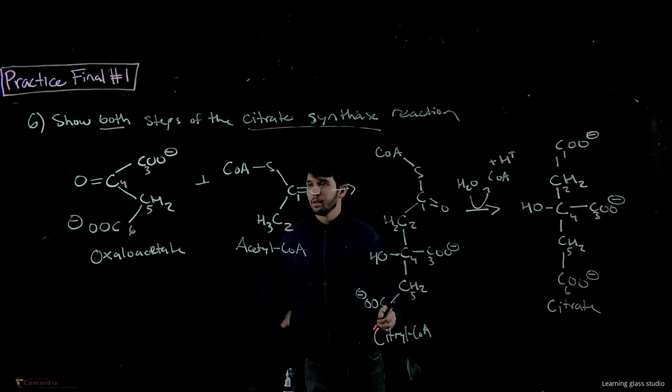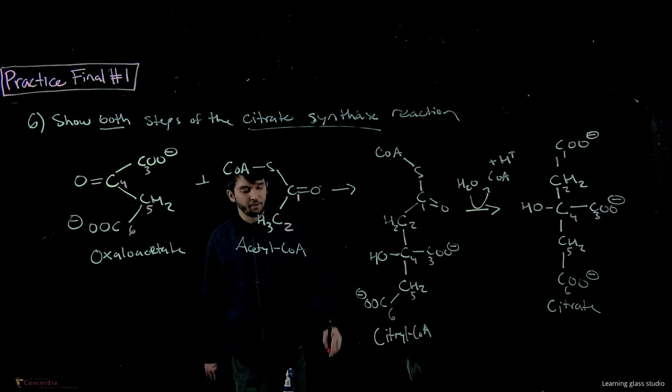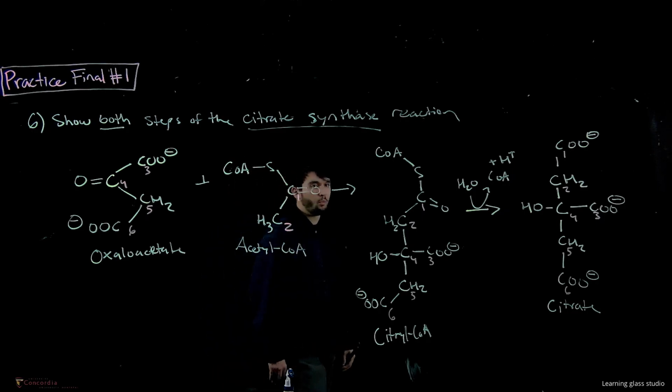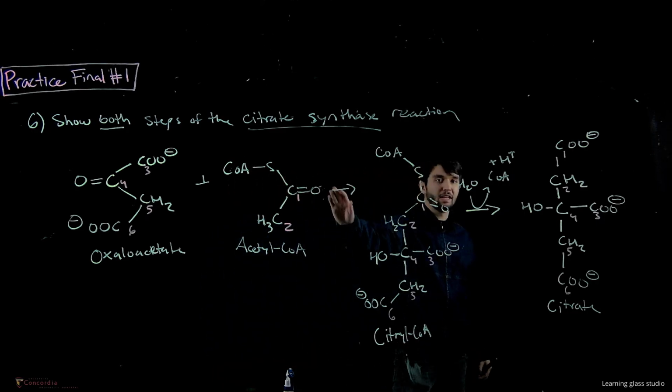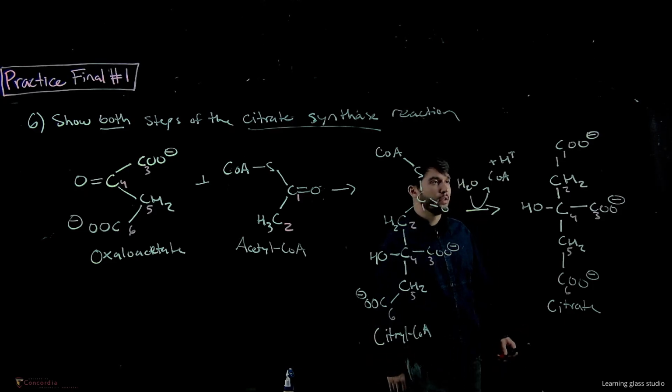So when this carbon is added here, carbon 3 is now just a carboxylic acid off to the side. There's a bond formed between carbon 2 and carbon 4, and then carbon 1 is still attached to the coenzyme A. So this is called citryl coenzyme A. Then the coenzyme A leaves through a hydrolysis reaction with water, and then essentially now we have citrate.